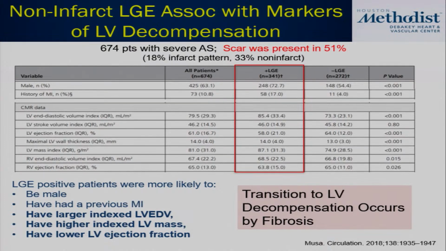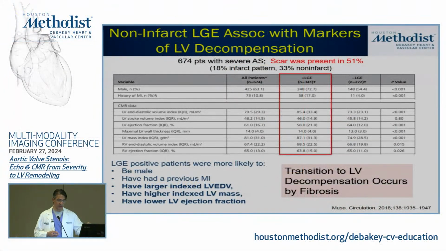What does this replacement fibrosis mean? It actually means that those patients, when compared to patients who had no LGE present, were sicker hearts. The hearts were bigger, with larger diastolic volumes, they had higher indexed mass, and they had lower ejection fractions. So it means intrinsically that there is damage to the ventricle, and we now believe that this decompensation we're seeing in the ventricle occurs through this process of fibrosis. So, finding LGE, again, remember, is an irreversible process. It's common, and it is a marker that the ventricle has really suffered from the pressure overload it's been seeing.